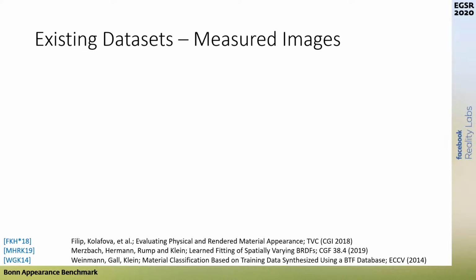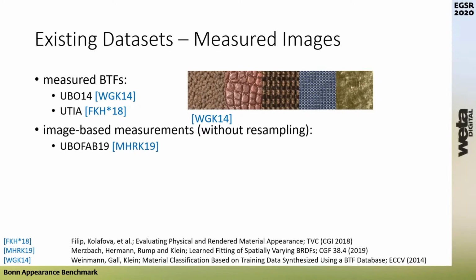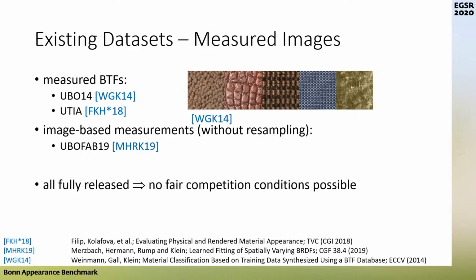Such measurements can be found in BTF datasets. However, BTFs are not suitable to represent arbitrarily glossy materials because of resampling artifacts or the need for an infeasibly high angular sampling. More suitable are direct, non-resampled images of reflectance, as published in our previous UBOFAB 19 dataset. However, all of these datasets have in common that they are fully released, which rules out using them in a competition.